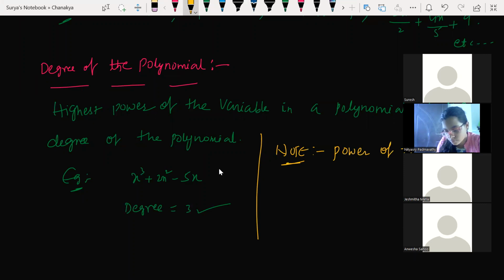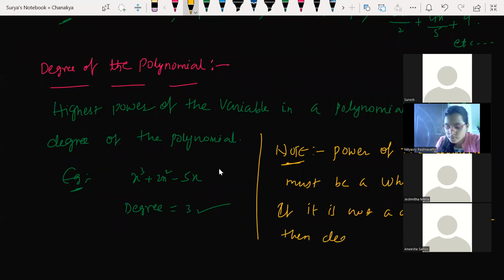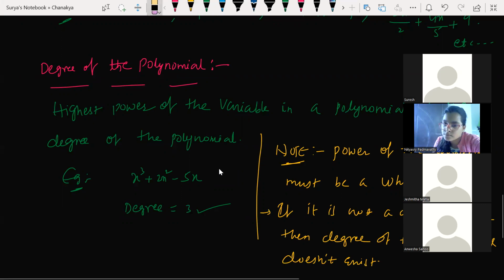Power of the variable must be a whole number. If it is not a whole number, then degree of the polynomial doesn't exist. Understood my point? Sir, but then what about if you're doing root? Like root 4 equals 4 to the power 1 by 2, right? That is not a whole number.